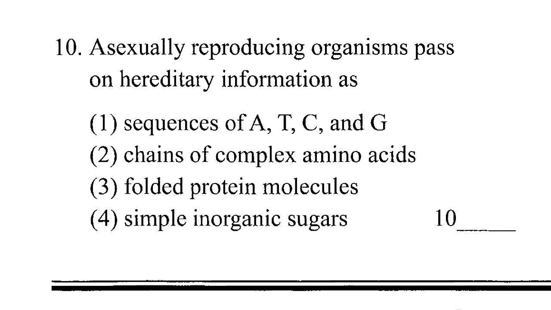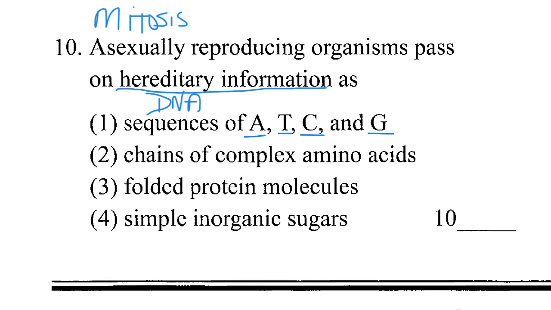Asexually reproducing organisms pass on hereditary information as... So again, before we read the options, we want to analyze the question. First, asexually reproducing organisms reproduce with the process of mitosis, and the hereditary information is DNA. So reading through the options. 1, sequences of A, T, C, and G. They're talking about the molecular bases, adenine, thymine, cytosine, and guanine. Let's move on and see if the other options are better, but that's a good one.